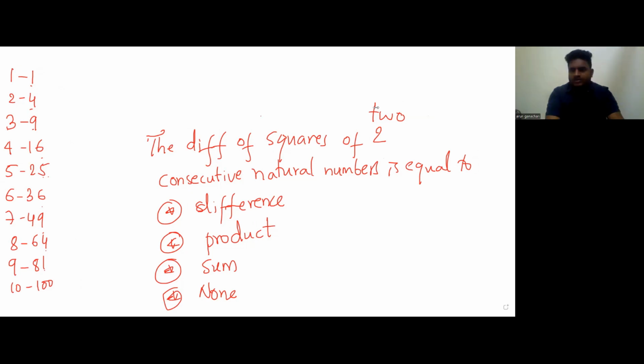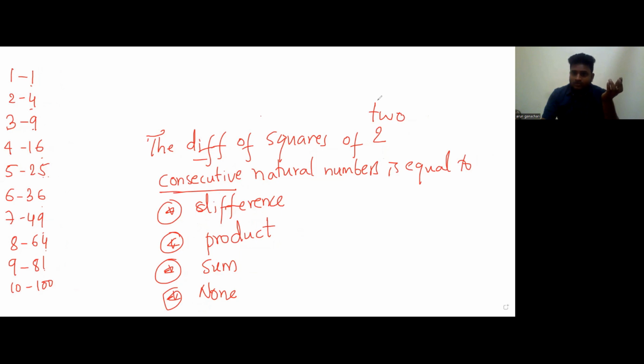What will you assume your number as? We'll assume consecutive natural numbers. What is the meaning of consecutive? One after the other. Getting this? Consecutive ka matlab kya hota hai? One after the other. So the difference of squares of two natural numbers.